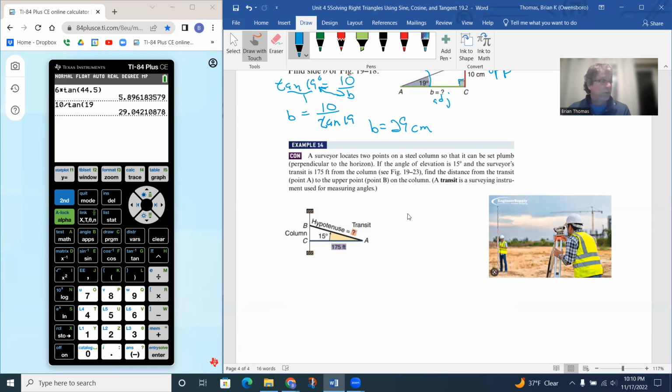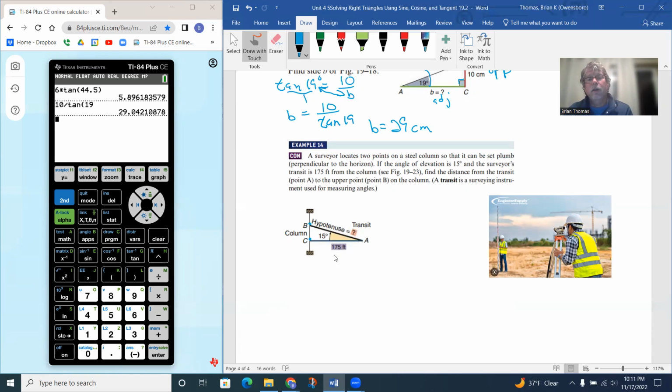They go ahead and give us the picture here that we have 2 points on a column. And we know that the elevation using the transit is going to be this 15-degree elevation. What they want to know is how far is it from point A to point B, this distance here.